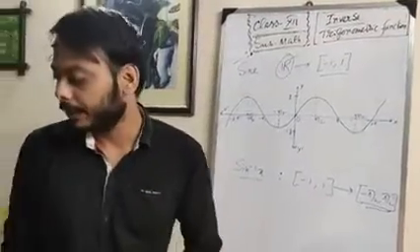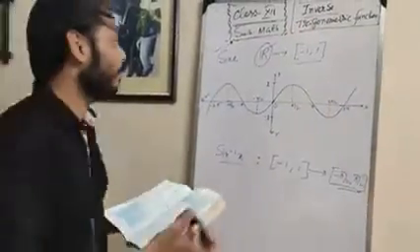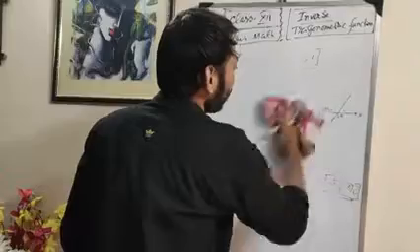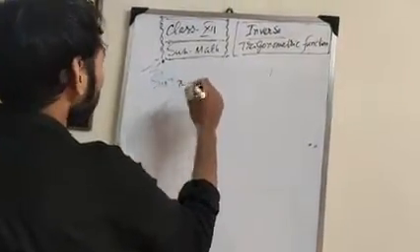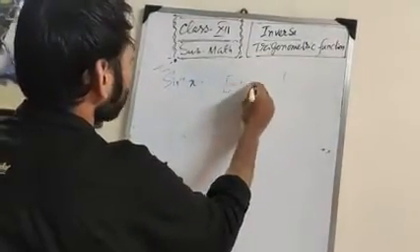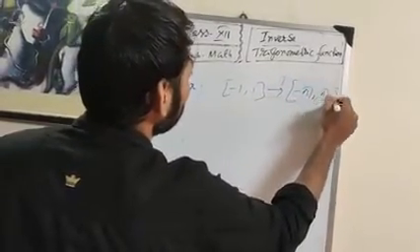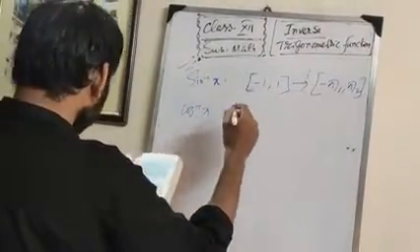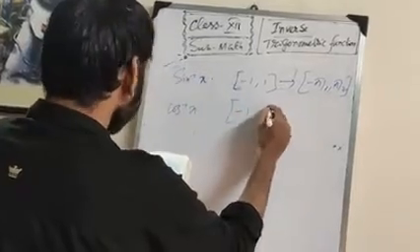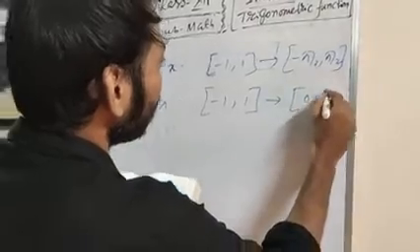Now what will be the domain and range set for sine inverse x? As I wrote earlier, it is from minus 1 to 1 to the closed interval minus pi by 2 to pi by 2. Similarly, for cos inverse x, it is the closed interval minus 1 to 1 to the closed interval 0 to pi.